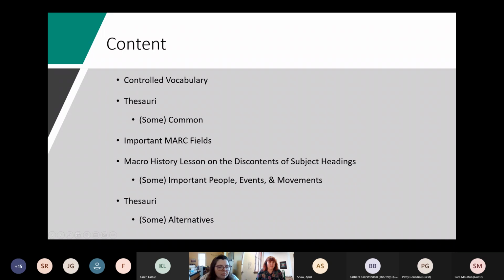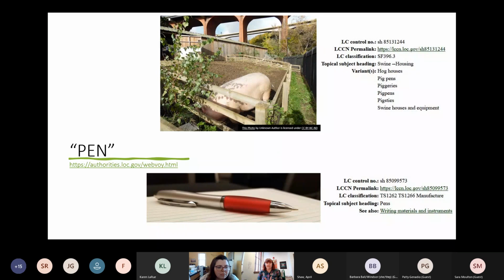All right, so when it comes to controlled vocabulary, really the basis of it is to be specific, to get rid of inconsistencies, and to account for synonyms. So an example here, when we think of the word pen, there could be a pig pen or a writing implement pen. And so this is an example. If you have a subject heading that is pen, it may mean multiple things.